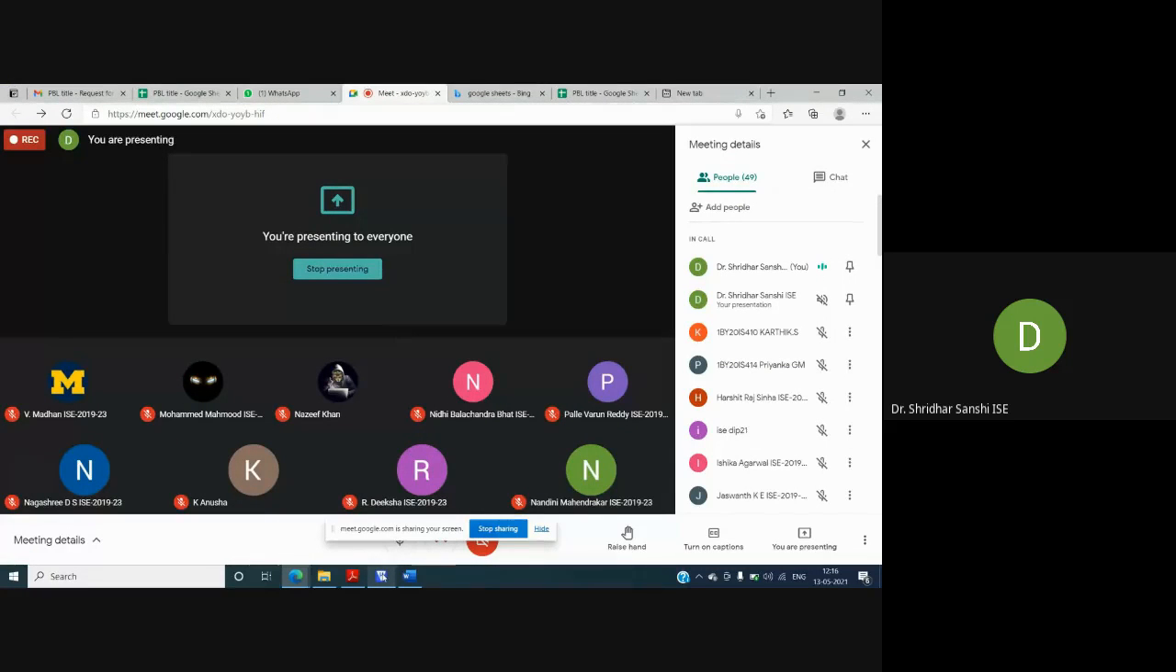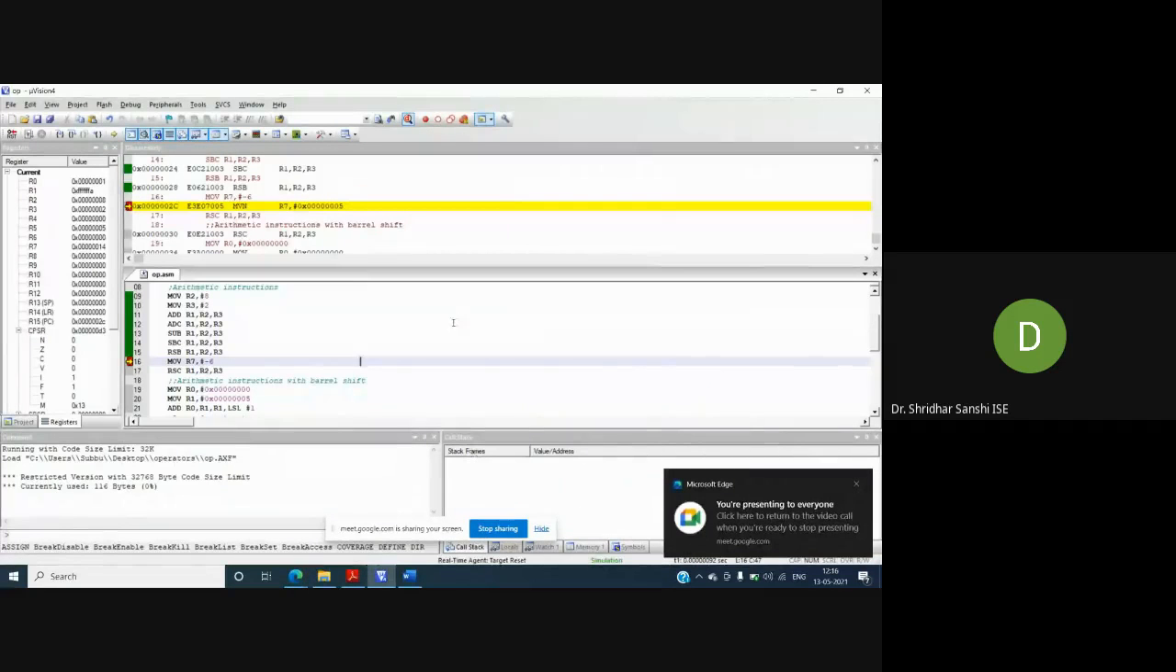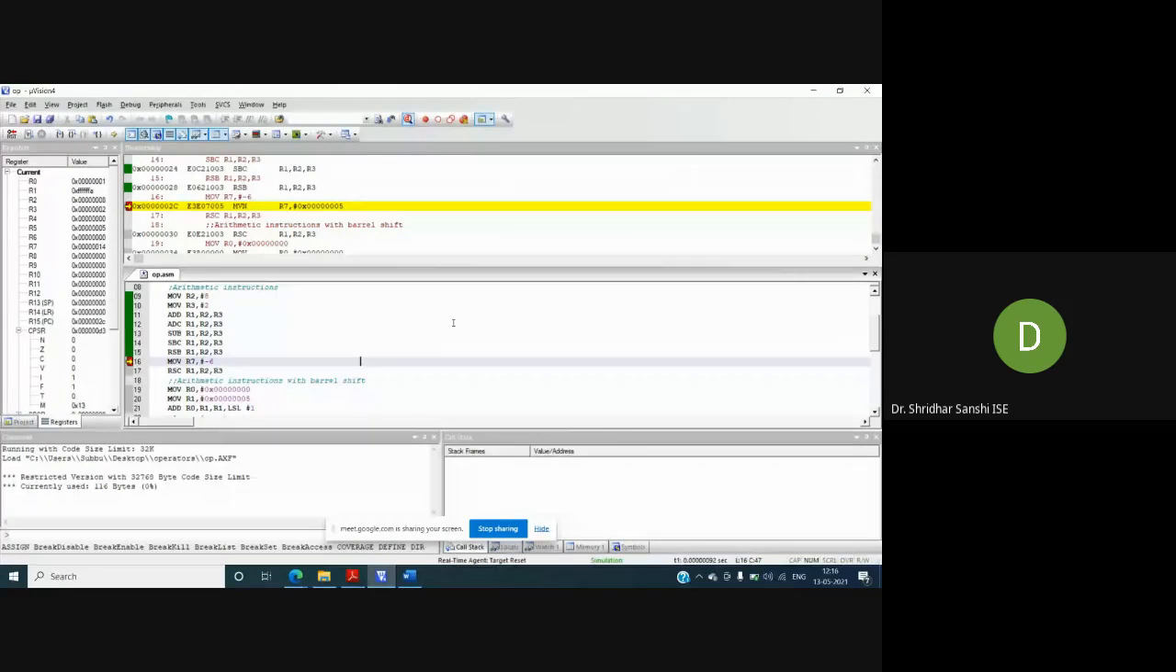How can we represent -2 in hexadecimal? Take the absolute value, convert to binary, negate, add 1, and then convert to hexadecimal. So that will be your hexadecimal value.